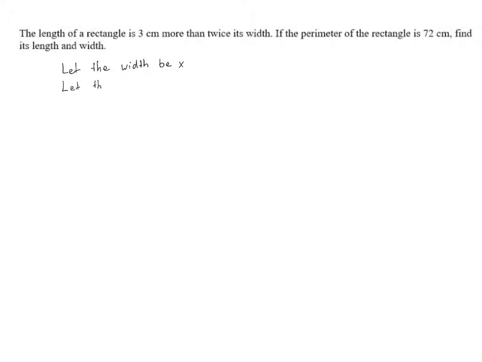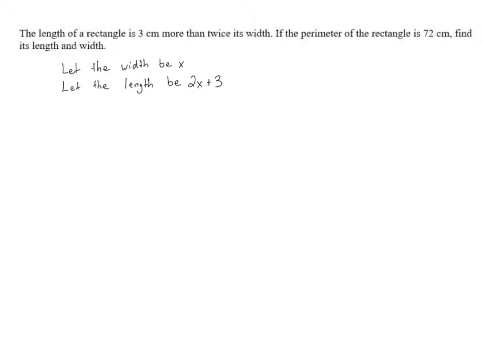Now we need an expression for the length. So let the length be, and we have to write it in terms of x. So if we look, it says the length of a rectangle is 3 centimeters more than twice its width. Well, we decided that the width would be x, so twice the width would be 2x, and 3 centimeters more than that would be 2x plus 3. So now we have expressions for the width and the length.